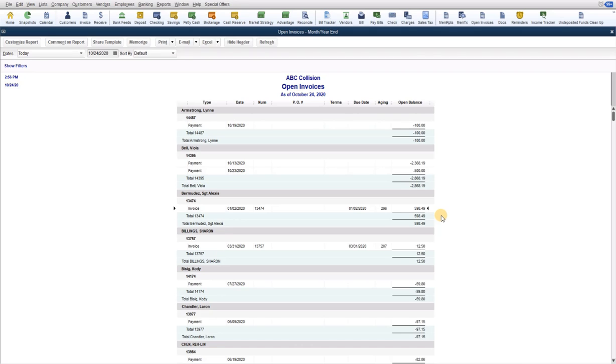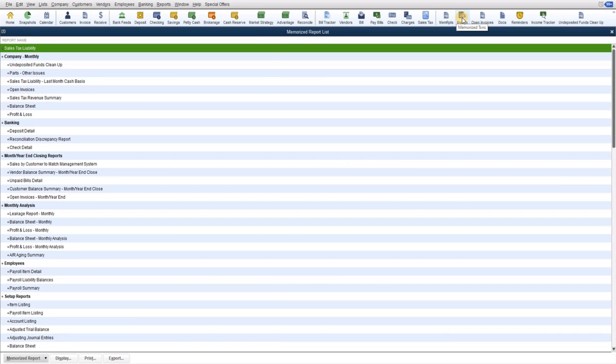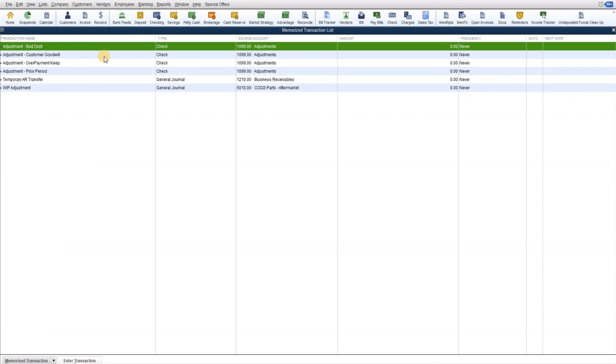There are a couple of ways of doing this, and the easiest way that I've found is I've set up a memorized transaction for this. So we have an adjustment prior period. Now, I wouldn't want anyone to use this on a large scale unless it was absolutely necessary for a very specific issue, such as this, where QuickBooks had actually started after the payment.